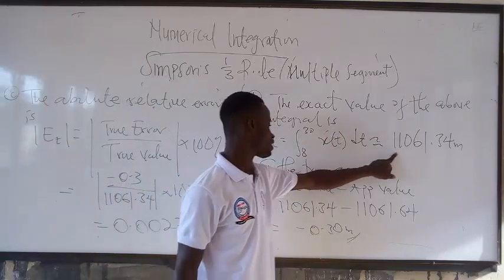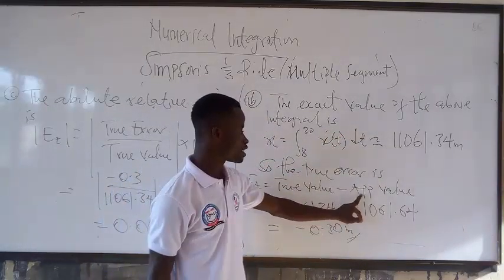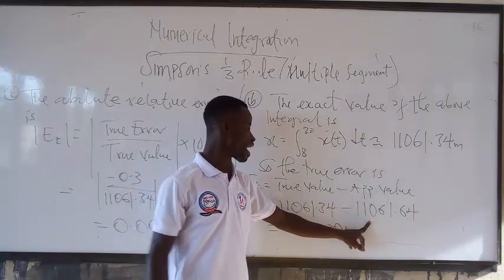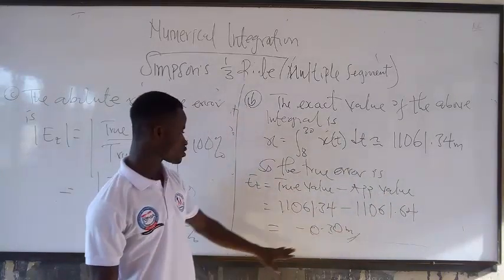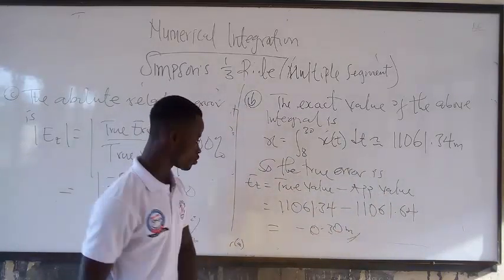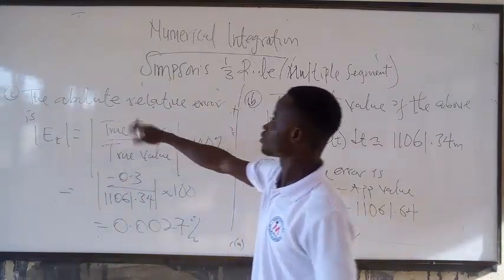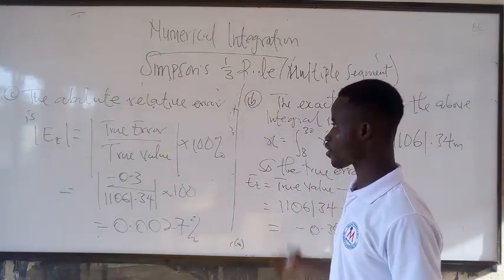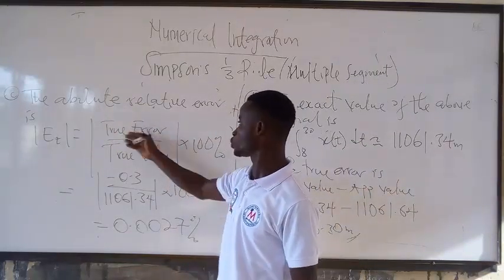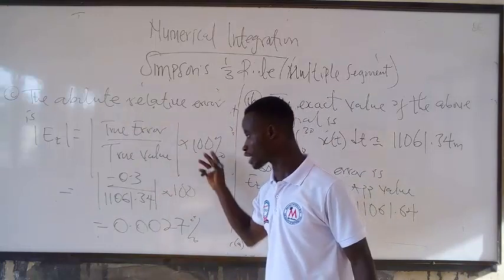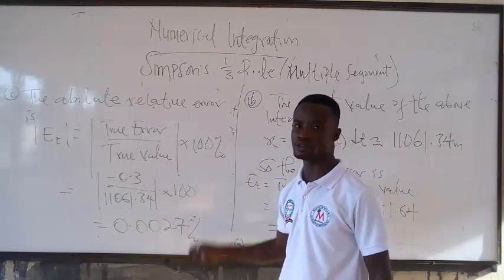So this is the calculator work. And the approximate value is the result that we have. When you subtract, you get it. You can ignore the negative. And when you come to this side, the absolute relative error is the true error over the true value times 100.